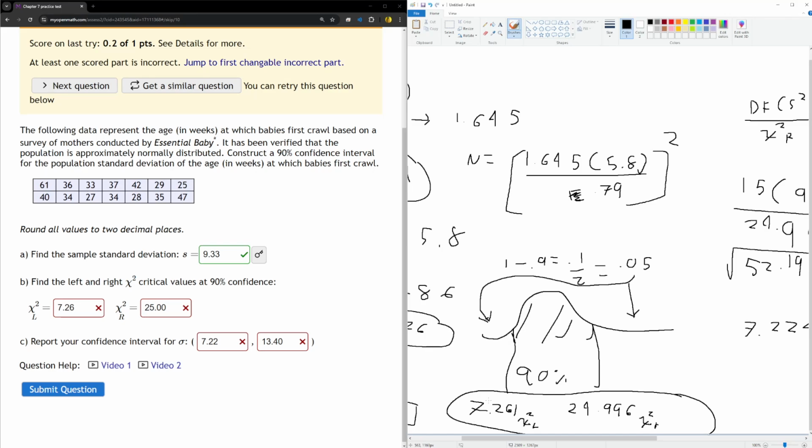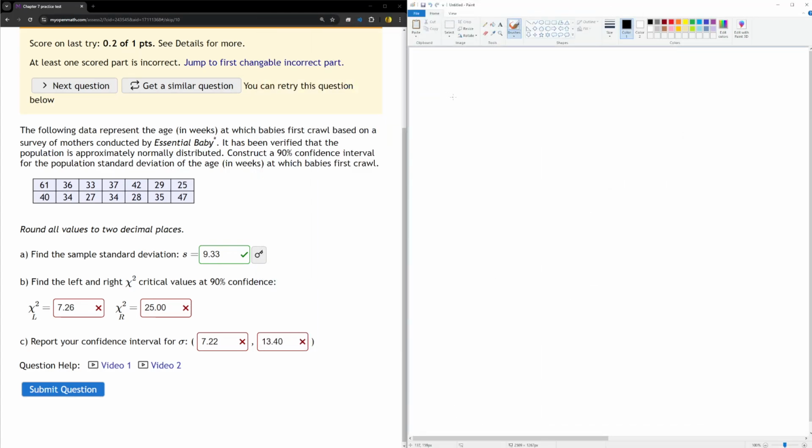Yeah, this is t squared. So 1 minus 0.9 is 0.1, divided by 2 is 0.05. 1 minus 0.05 is 0.95. Is that what I forgot to do? No, we didn't have to do that. Yeah, so it'd be 0.05. Our standard deviation's fine.